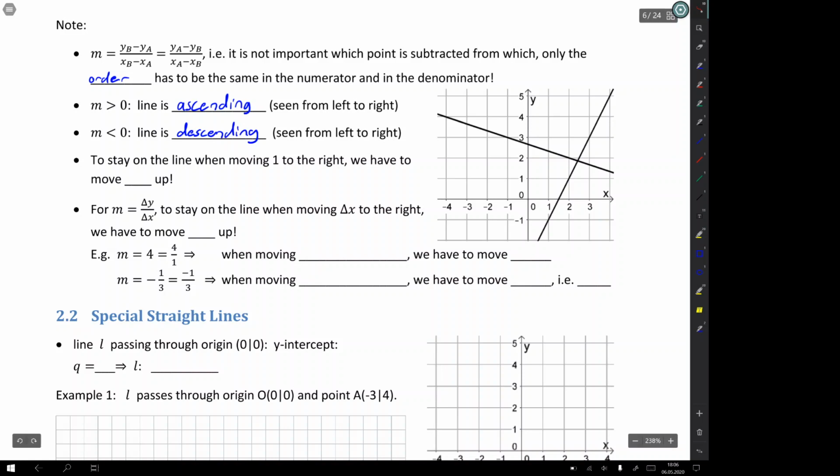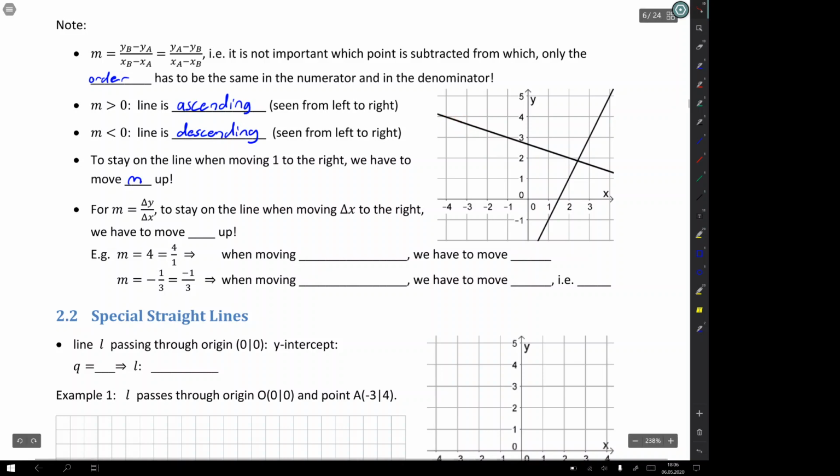So if we are on a point on the line, for example here, and we move 1 to the right, we have to move exactly m units up. Here, when we're on the point, we go 1 to the right, we have to move m units up. Well, in this case, the m is negative, minus 1/3, as we said a moment ago. So moving minus 1/3 up means 1/3 down, and you see I get back on the line again.